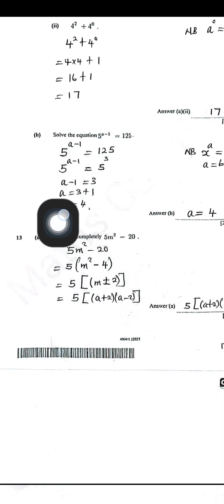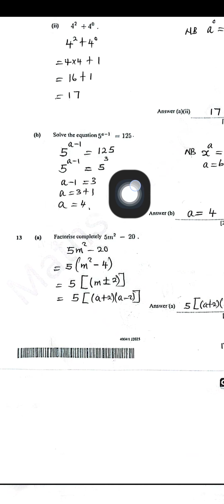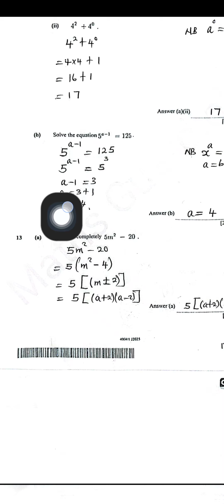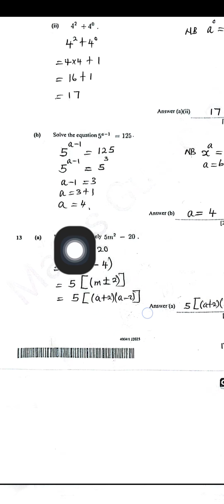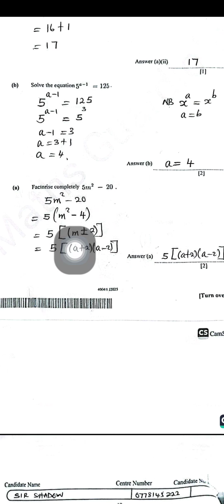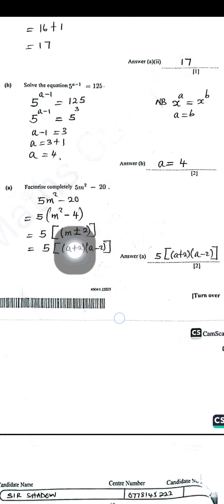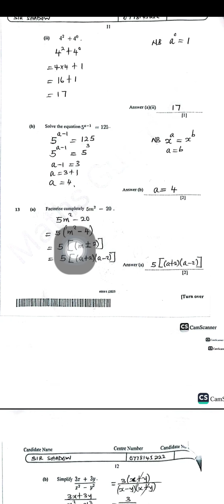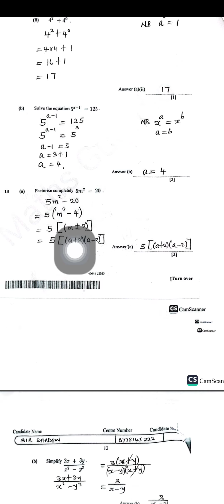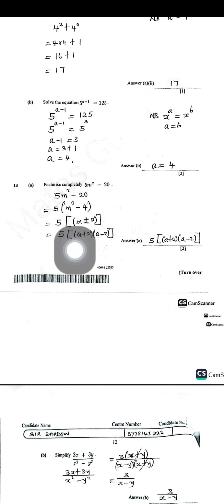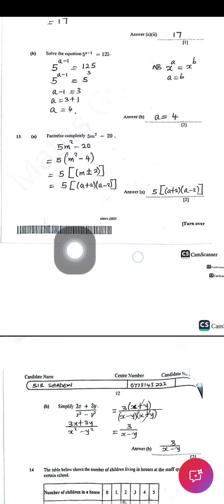All right. So since the bases are now similar, you can equate the powers by saying a minus 1 equals 3. So let's now solve this linear equation, a minus 1 is equal to 3. Grouping the like terms, a is equal to 3 plus 1. So a is equal to 4, and that becomes the solution.